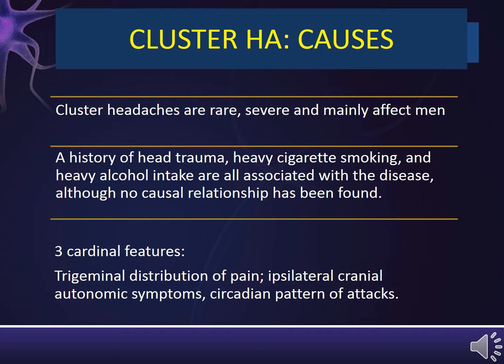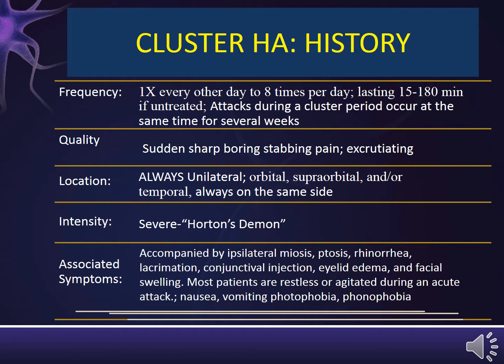The three cardinal features of the disorder are trigeminal distribution of the pain, ipsilateral cranial autonomic symptoms, and circadian circannual pattern of attacks. Cluster headaches are always unilateral. They are orbital, supraorbital, and or temporal, always on the same side. They have a lot of associated symptoms accompanying them, and they're extraordinarily severe, also known as Horton's demon. People that have these headaches feel the need to move and seem agitated, and often are pacing the floor in an effort to feel better.